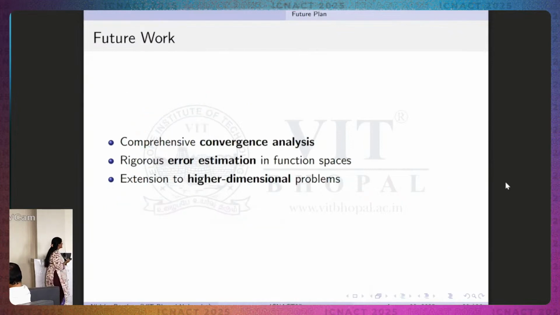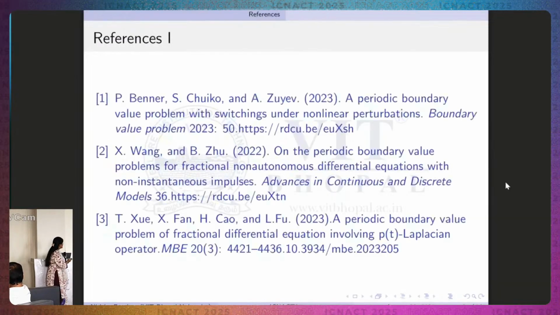In future, we will study convex analysis with error estimation in function space and extend this approach to high-dimensional problems. So this is the reference for our work.